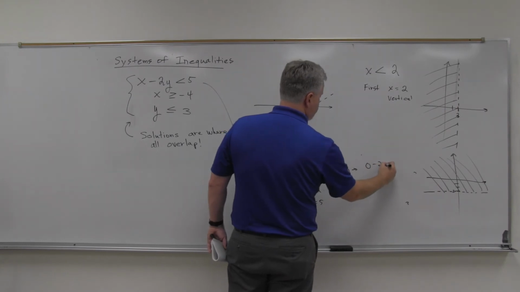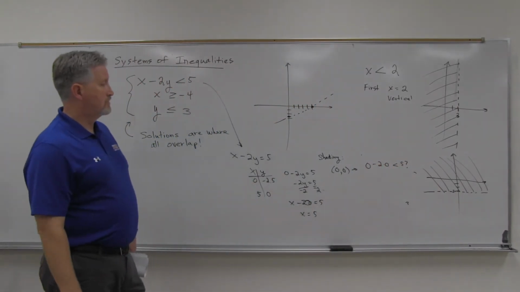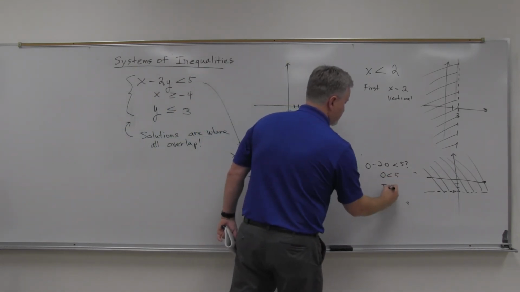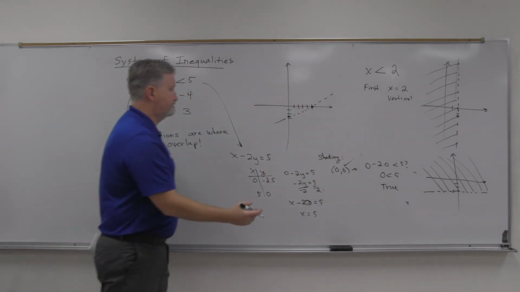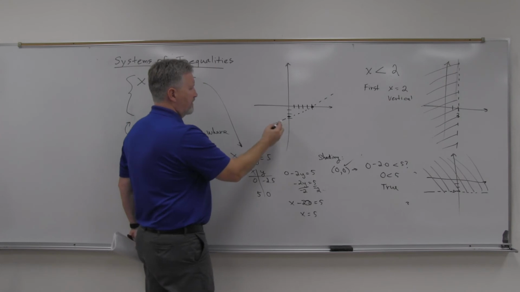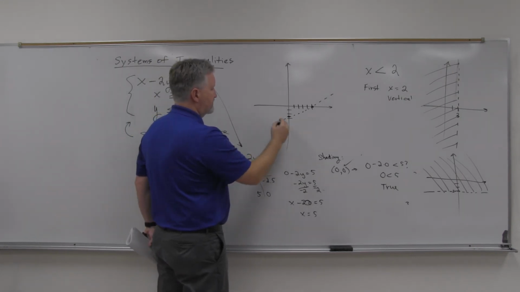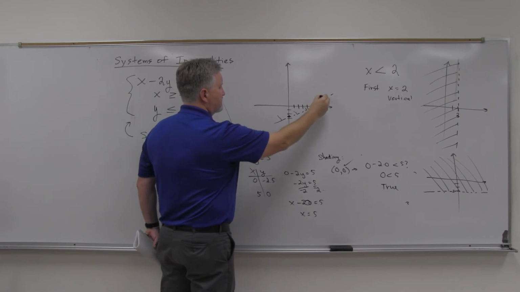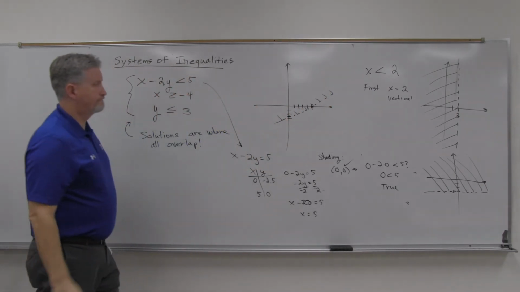0 minus 2 times 0, is that less than 5? 0 is less than 5, isn't it? That's true. So 0, 0 works, so I would shade the side with 0, 0. I'm not going to mark it totally here, because I'm ultimately just going to shade where it's overlapping with the others, so just kind of give myself an indication. I need to shade the side with 0, 0, so I'm shading above the line.